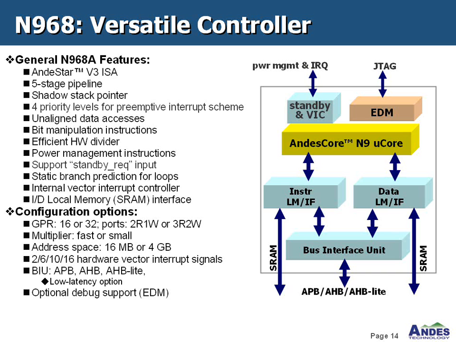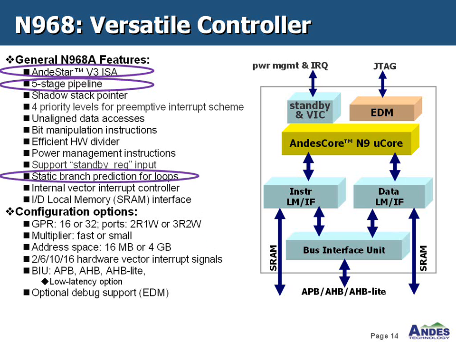Next, I will talk about another entry-level CPU called N9. N9 is based on N8, but N9 has better performance than N8. First, N9 uses the V3 ISA. As I mentioned before, V3 ISA can build the smallest core size. Second, N9 has a 5-stage pipeline. It can improve system performance. Third, N9 has static branch prediction. It can improve the performance of branch instructions.